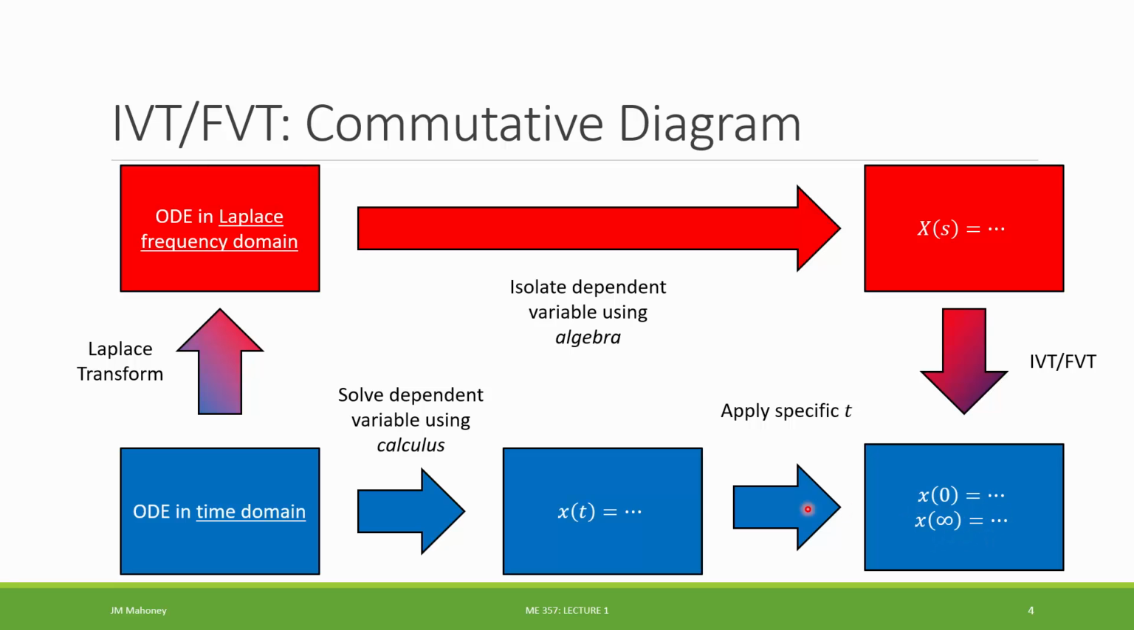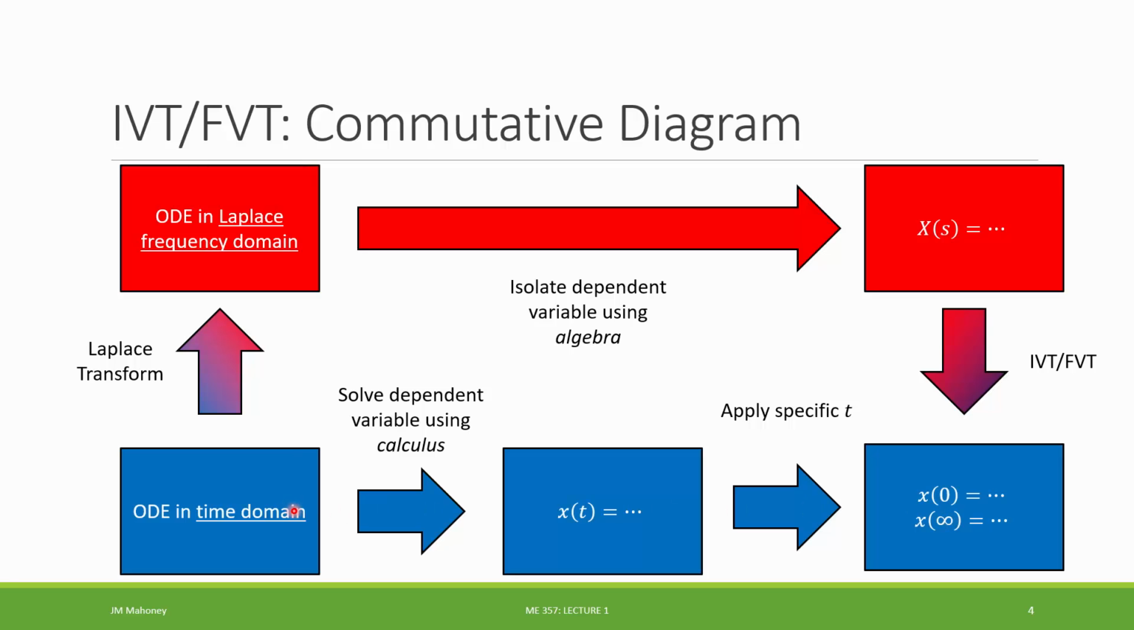Actually, if we take this lower blue path, we can put in any value of t between 0 and a very large value, and we know exactly what x is doing. Now, we saw that this path can be difficult. It might be difficult or time-consuming to do this calculus step to find our x of t, but once we know that, it's easy to put in 0 or a large number.